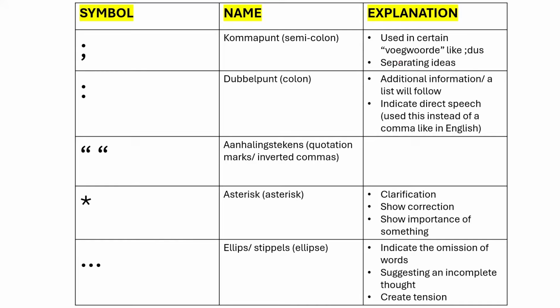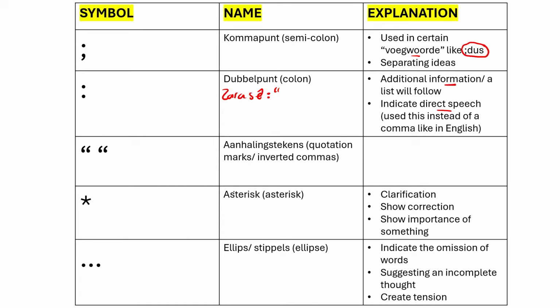Right. Then we have a comma punt, a semicolon. We use semicolons in certain voegwoorde again, like your group 2. Dus, you'll get a comma punt before it. And also separating ideas. So for example, hy swem in die somer, comma punt, hy speel rugby in die winter. You're separating ideas there. Then the double punt. So in Afrikaans, it indicates direct speech. So for example, Zara sê, double punt, and then you'll start with your aanhalingstekens that we'll look at next. And it can also indicate additional information or that a list will follow.